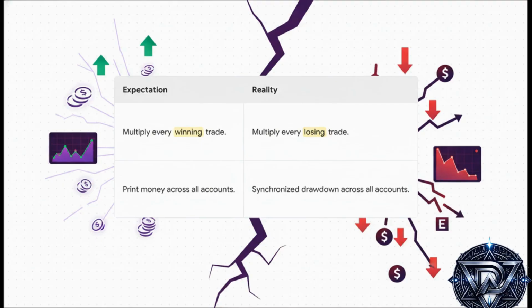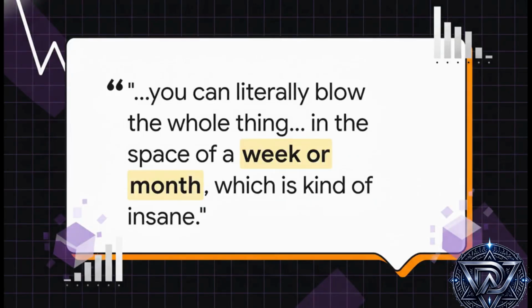But the reality? The flip side is absolutely brutal. Because when that losing streak comes, and trust me, it always comes, you're not just taking a hit on one account, you're taking that same hit on every single account at the exact same time. It's a synchronized nosedive that can just obliterate everything. And look, this isn't some abstract theory. It's a real catastrophic risk. As this quote lays out, you can literally go from having this amazing portfolio to having nothing in a week, a month. It's insane. The very tool that was supposed to scale your success becomes the thing that guarantees your failure. So clearly, we need a better way.